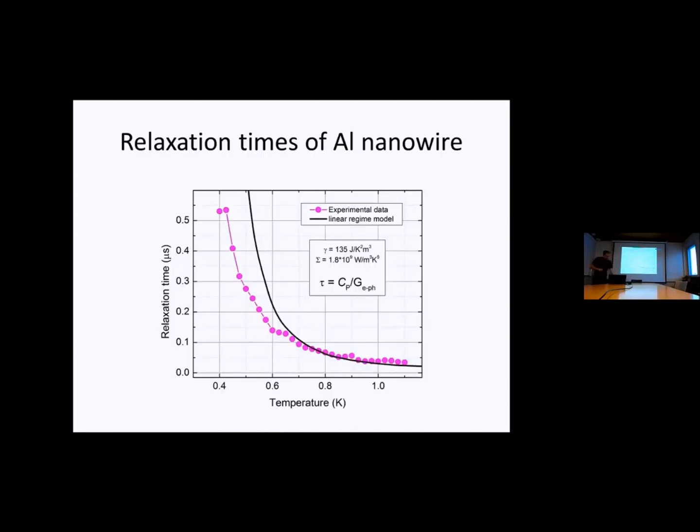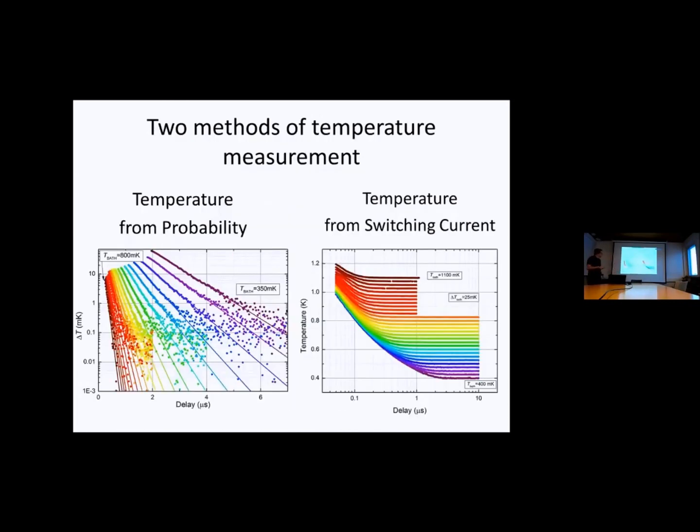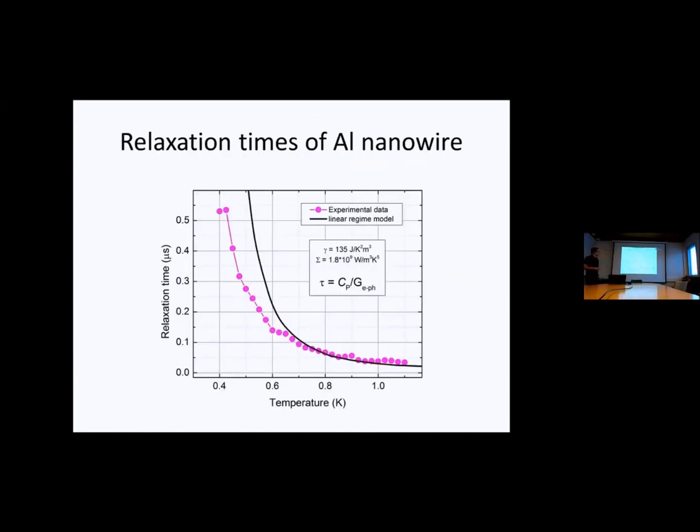Okay, and if you take these relaxation times from here, now you can plot them here on the SF. So we have relaxation time of aluminum as a function of temperature. And here I imposed the linear regime model data, taking into account only electron phonon coupling in the superconducting state. This is the linearized electron phonon conductance, and this is the heat capacity of aluminum.